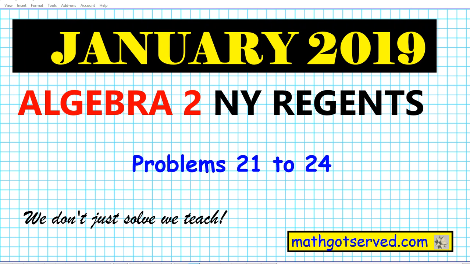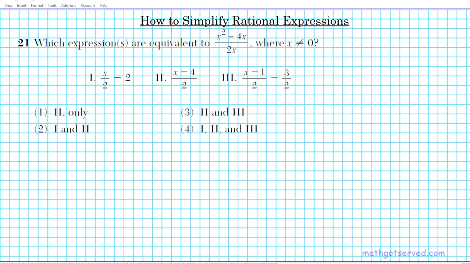In this clip, we're going to be going over problems 21 to 24 of the January 2019 Algebra 2 New York Regents exam. All right, let's take a look at question 21. In this problem, we're being assessed on how to simplify rational expressions. Question 21 reads, which expressions are equivalent to x squared minus 4x divided by 2x, where x is not equal to 0. So we have three rational expressions here, and we want to see which ones are equivalent to this expression that we have right here.